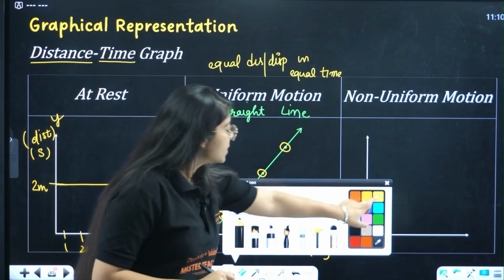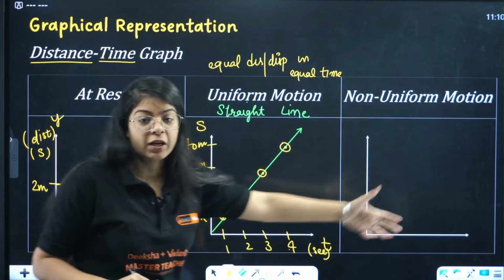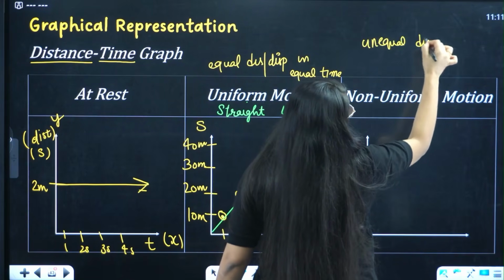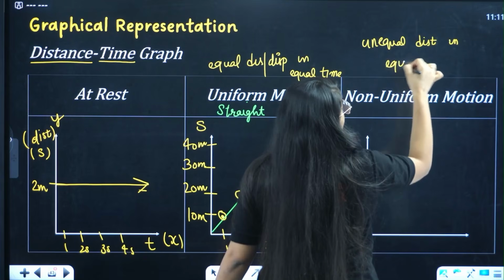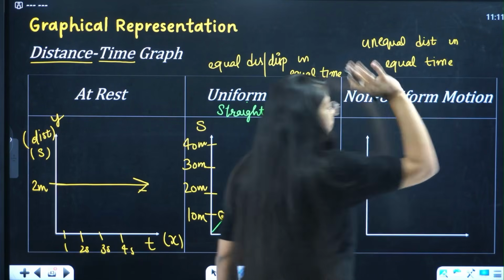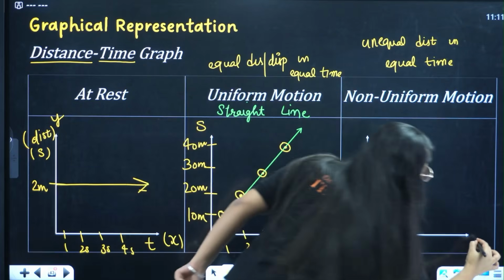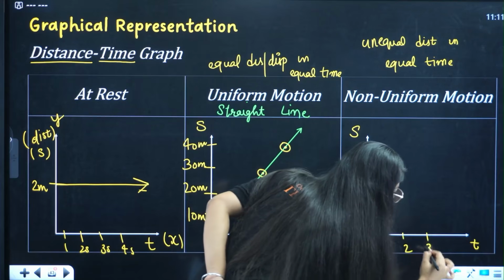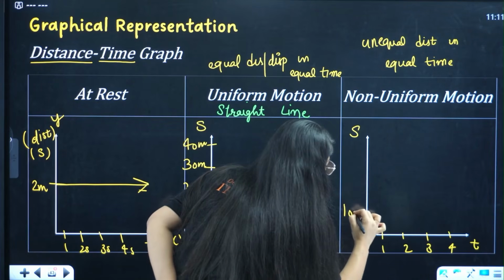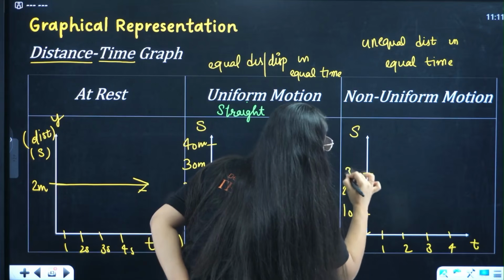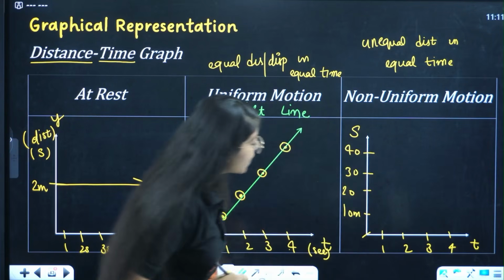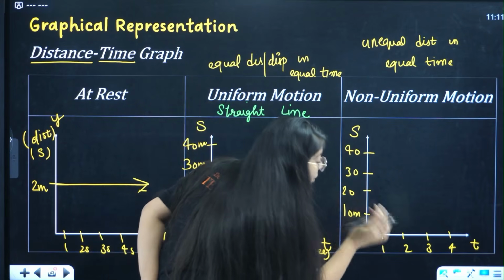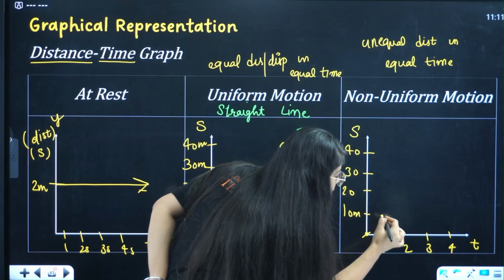Okay, next, let's see the next graph, that is non-uniform motion. Non-uniform motion means unequal distance in equal time. That was my non-uniform motion, remember? So this is time t, this is distance s, right? Now 1 second, 2 seconds, 3 seconds, 4 seconds, and here also you have 10 meters, 20 meters, 30 meters, 40 meters. But let's say at 1 second you didn't move any distance. You are here, and as the seconds go, you reached 10 meters.